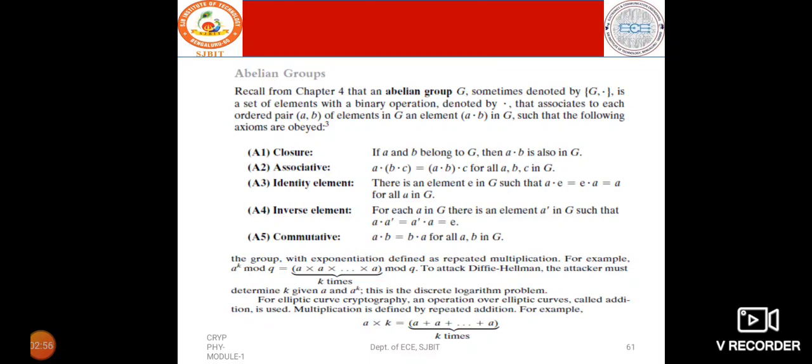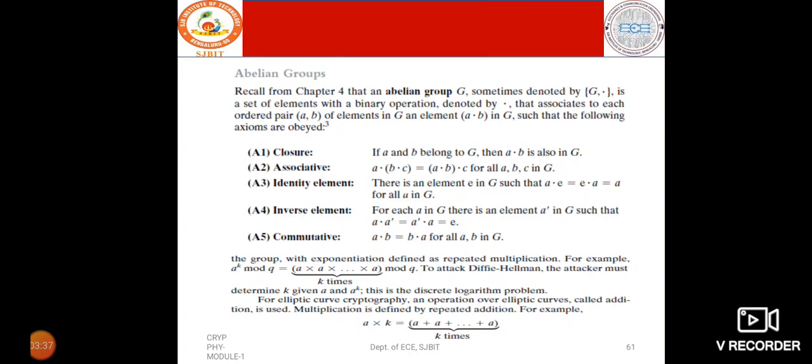A number of public key ciphers are based on the use of an abelian group. For example, Diffie-Hellman key exchange involves multiplying pairs of non-zero integers modulo a prime number q. Keys are generated by exponentiation over the group, with exponentiation defined as repeated multiplication. For example, a to the power k mod q can be written as a multiplied k times, mod q. To attack Diffie-Hellman, the attacker must determine k given a and a to the power k. This is the discrete logarithm problem.